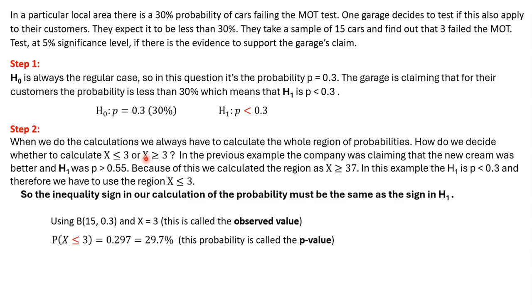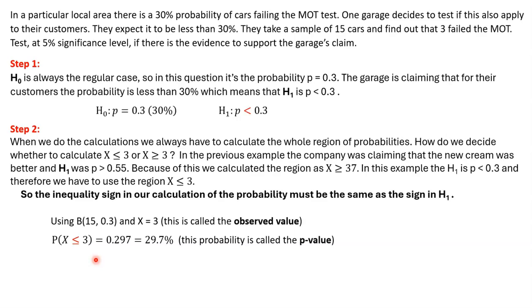What we saw in the previous example about the cream, that H1 was P is greater than 0.55, and we calculated the region that x is greater than or equal to 37. And in this example, where H1 is that P is less than 0.3, we will have to use the region x is less than or equal to 3. So it means that the inequality sign in our calculation here, the red sign, must be always the same like the sign in H1. And because here in H1 is that P is less than 0.3, we have to calculate that x is less than or equal to 3.